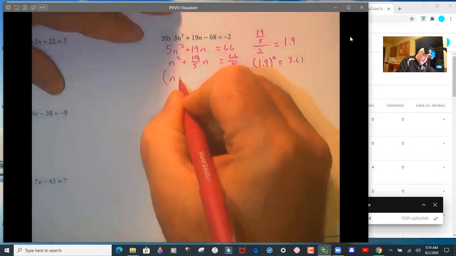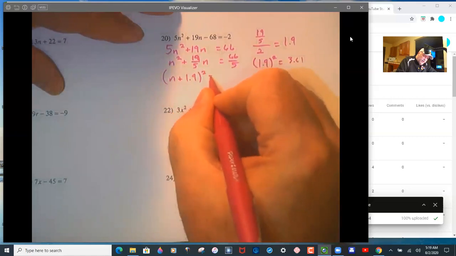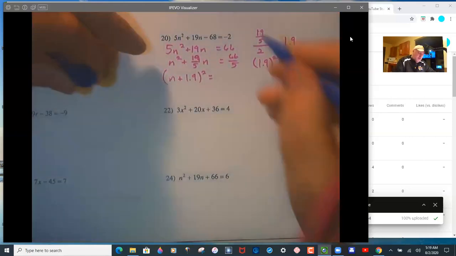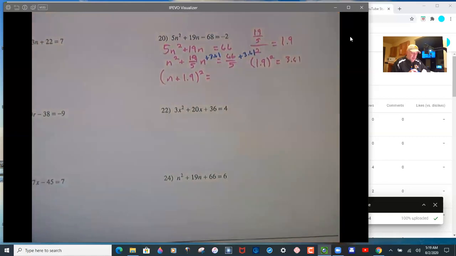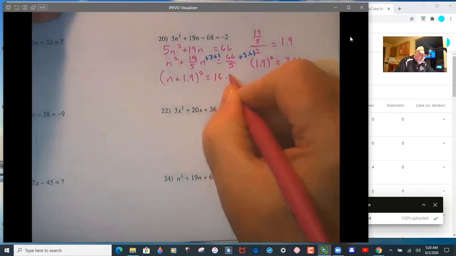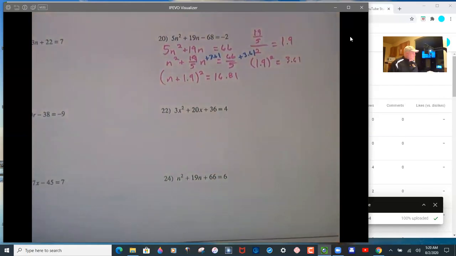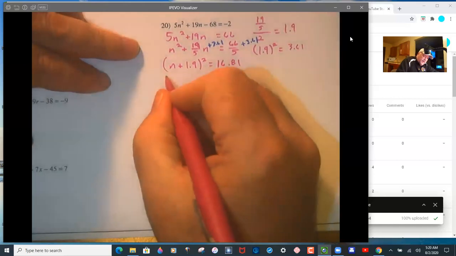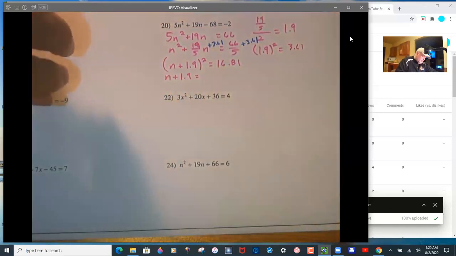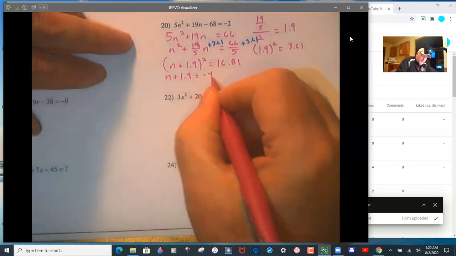So this is going to be n plus 1.9 squared equals, so you get, what's good about numbers that aren't very nice is it really holds you accountable to the process. So we want to add 3.61. So this is 16.81. So I like the fact that you should work through harder ones, and you can find out whether you really know this process. So square root of 16.81 is 4.1, positive and negative.